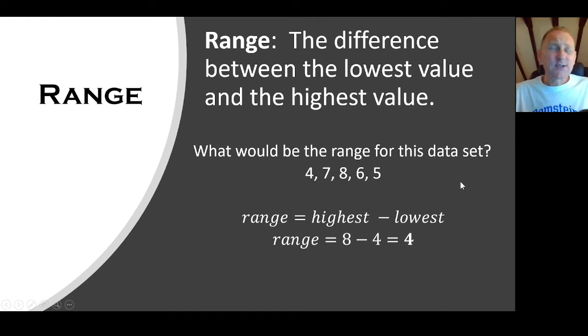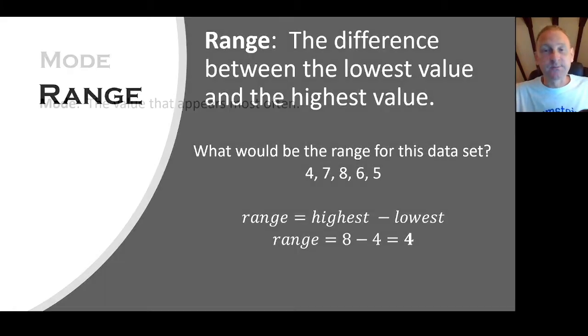Now, range is not an average. It's not a way of averaging data, but what it does is tell you the precision of the data. The smaller the range, the more precise that data is. So you want to have a nice small range. That means all your data points are very close to each other. If you have a huge range, then it's not as precise. So range is telling you something about precision.